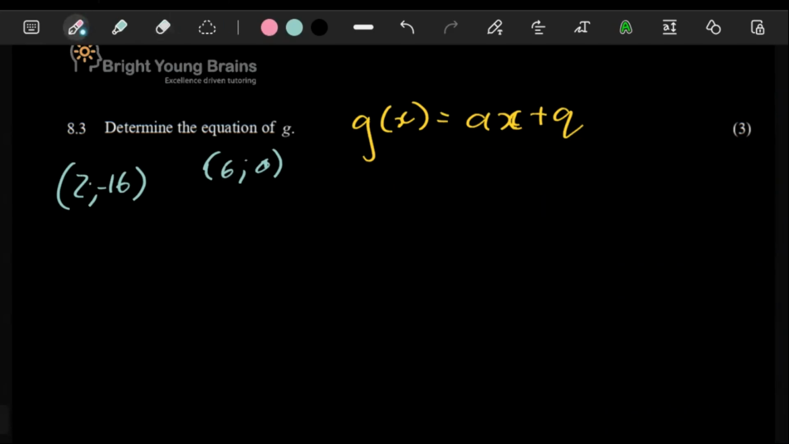But as we said, we have two coordinates, number one and number two. That can help us to get A and Q simultaneously. Does that make sense? Yes.